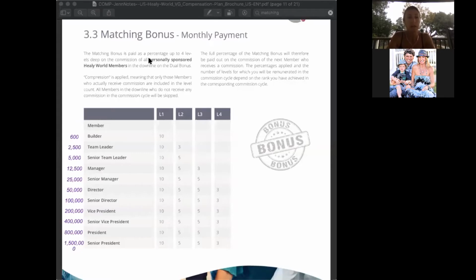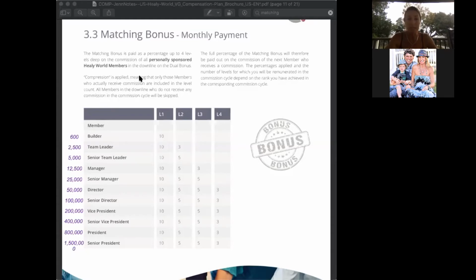So if we look over here, it says that the matching bonus is paid as a percentage up to 4 levels deep on the commission of all personally sponsored Healy World members in the downline on the dual bonus. So what this means is that level 1 is considered anyone you have personally sponsored. It doesn't matter if you've personally sponsored them and they're at your first level right beneath you in the binary tree, or if they are 400 levels beneath you. If you personally sponsored them, they're considered your level 1 for the purposes of matching bonus.